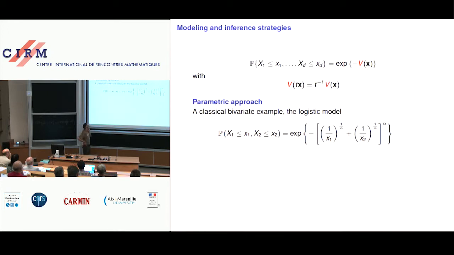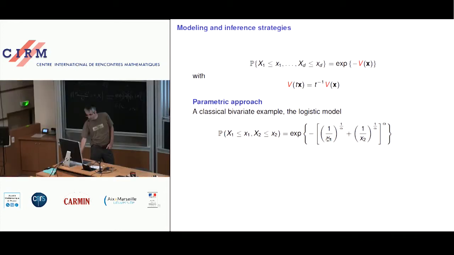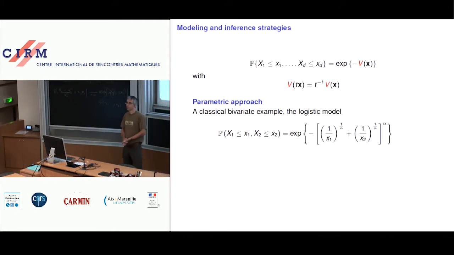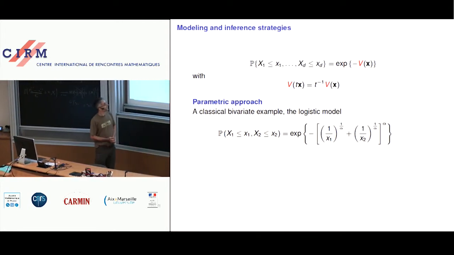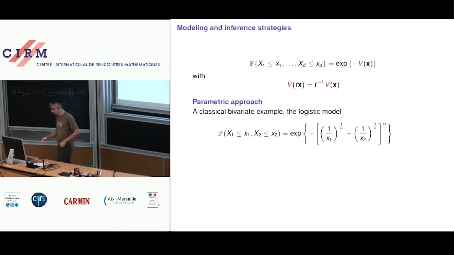Just to give you a very classical example, you can look at the logistic model. This is an example of the function V, and you can see there's one parameter alpha. If you multiply everything by a positive constant t, then you can pull the t out. So this is a valid bivariate extreme value distribution. This is one example of a parametric dependence function for the bivariate case.